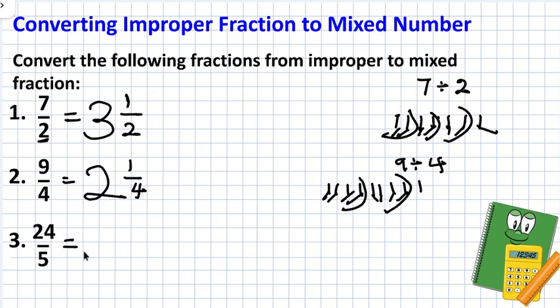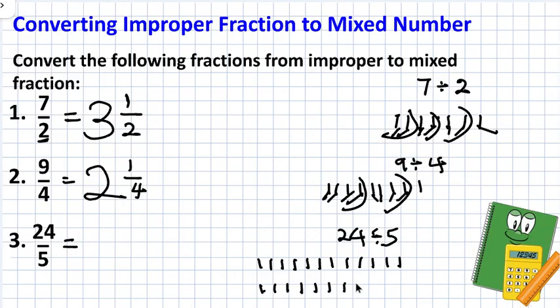So the last example, we have 24 divided by 5. So we count 24. Let's count together. We have 1, 2, 3, 4, 5, 6, 7, 8, 9, 10, 11, 12, 13, 14, 15, 16, 17, 18, 19, 20, 21, 22, 23, 24. Now let's divide it by 5.